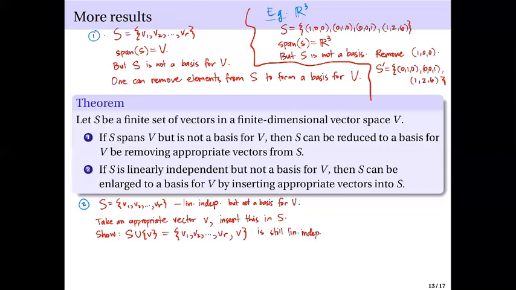And check also that the span of S union V now is equal to capital V. Because if you have now these two, then this new set is a basis. So that's what the second theorem is telling us: S can be enlarged to a basis for V by inserting appropriate vectors into S.